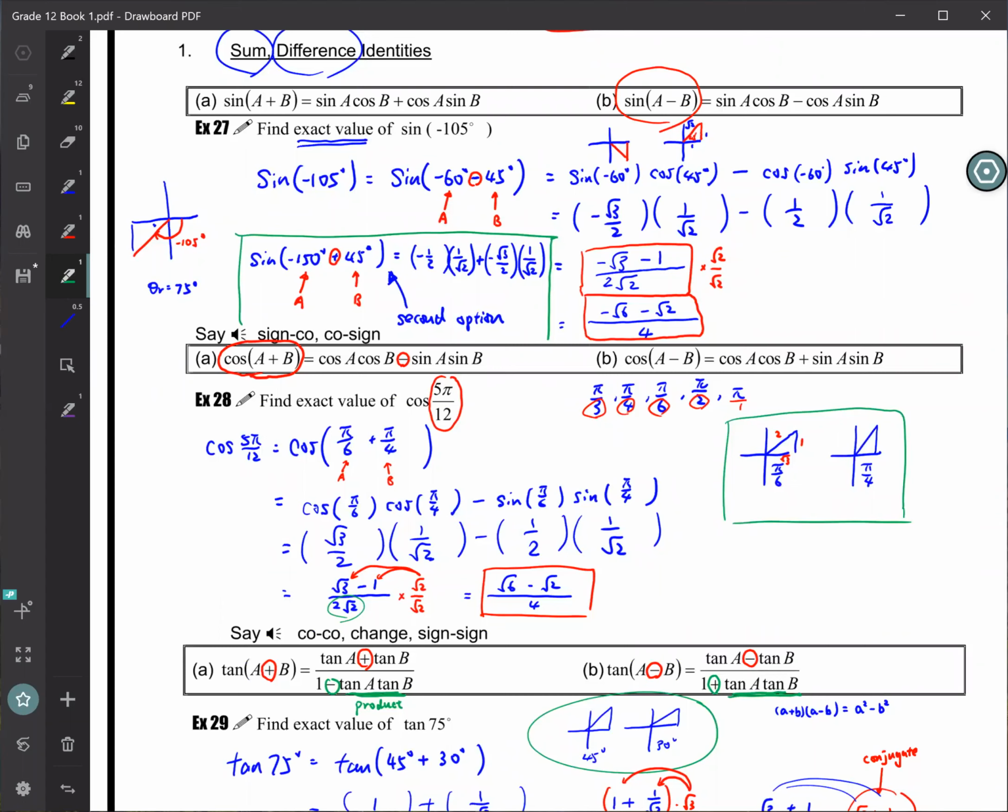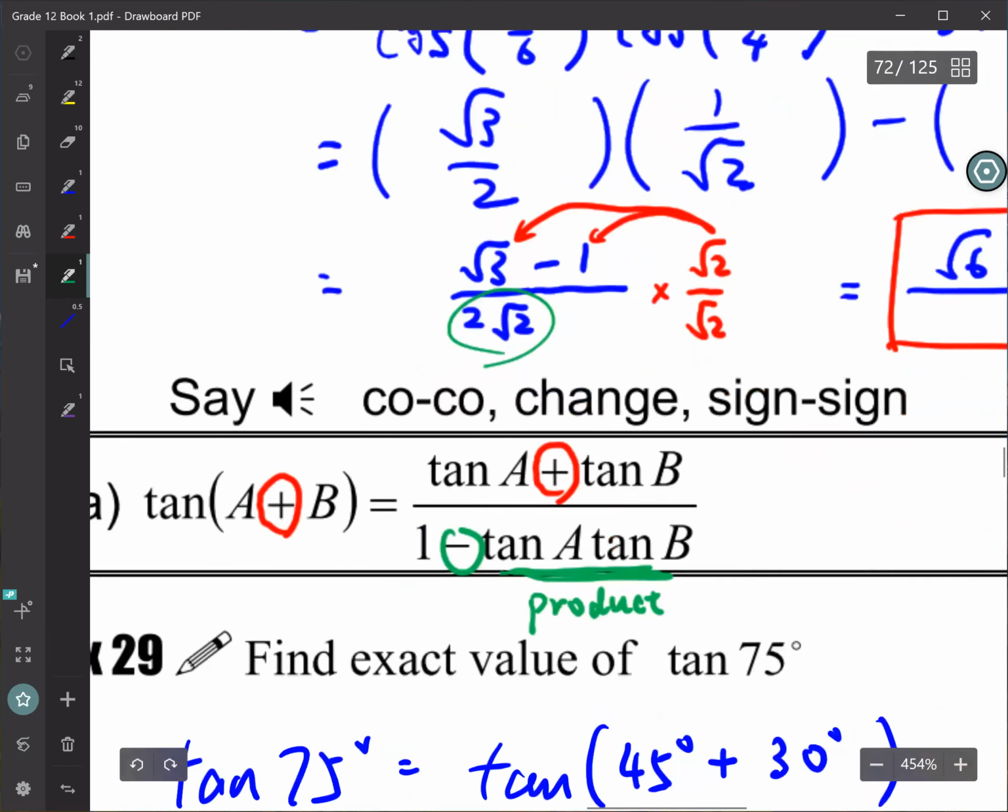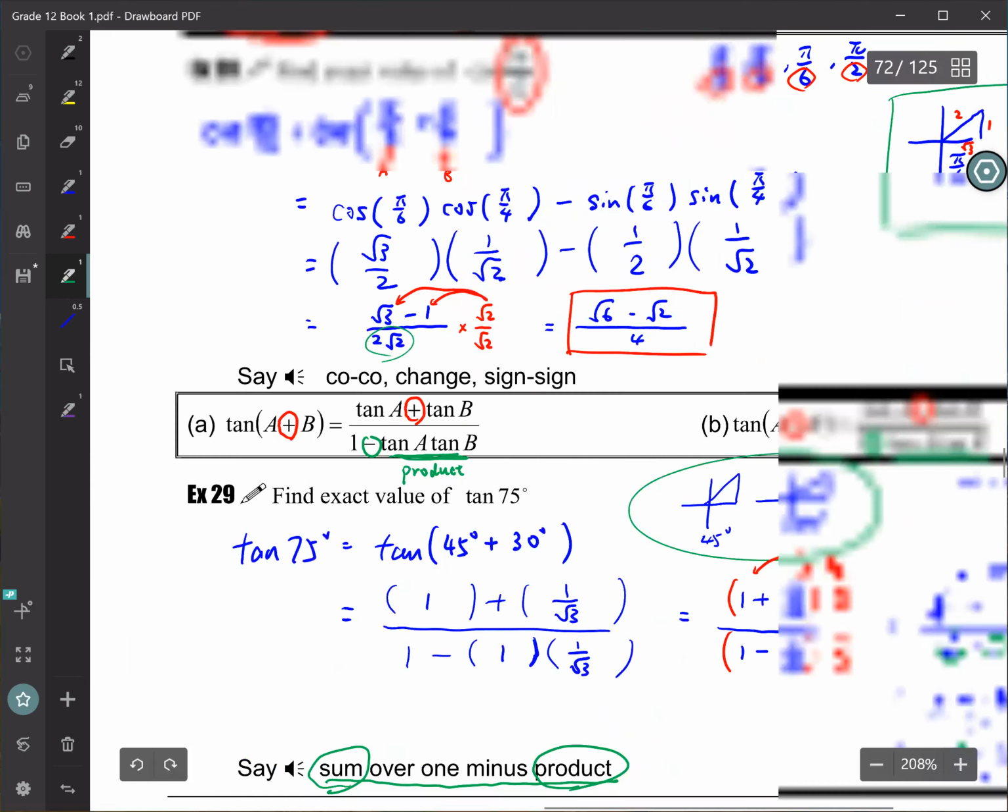Change, sine. Yes, again: change, sine. You can see it on the screen, right? Change, sine. Okay, next pair.